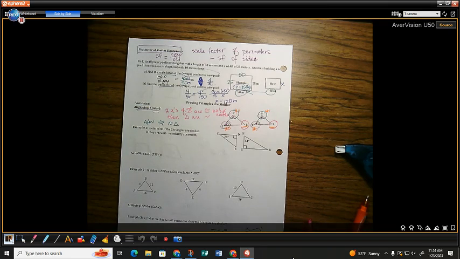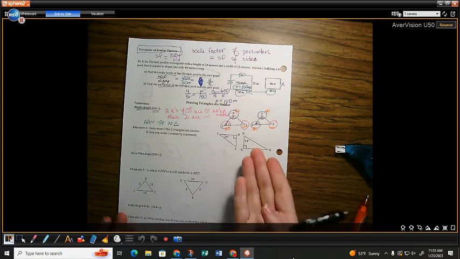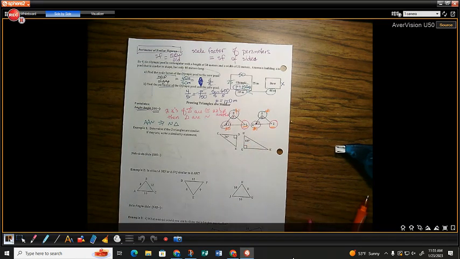So, let's see if I can bamboozle you. Determine if the two triangles are congruent by angle, angle similarity.